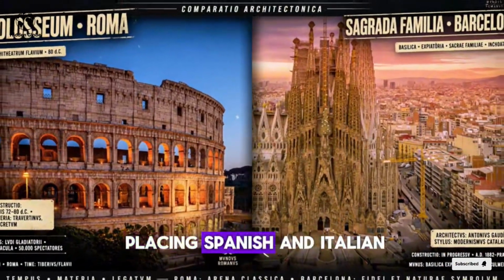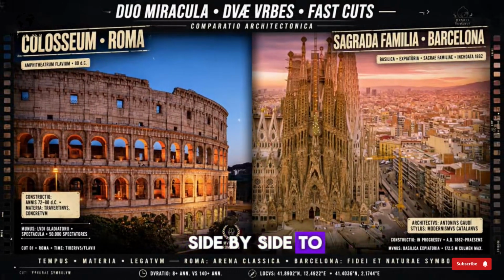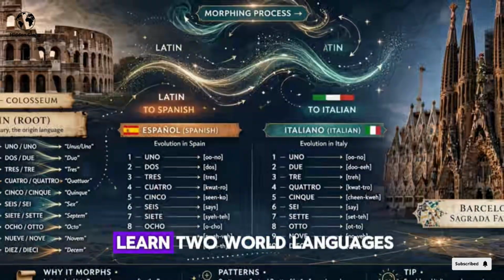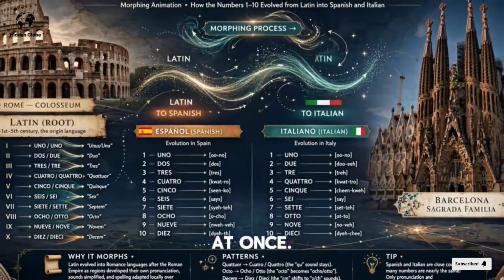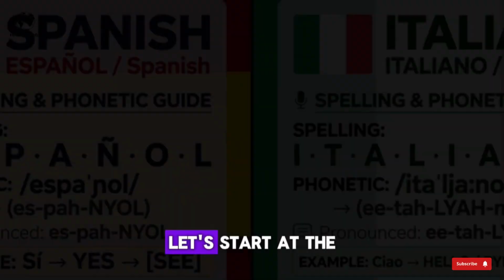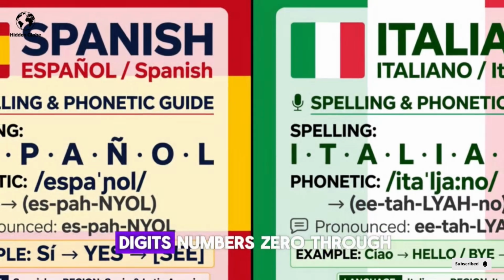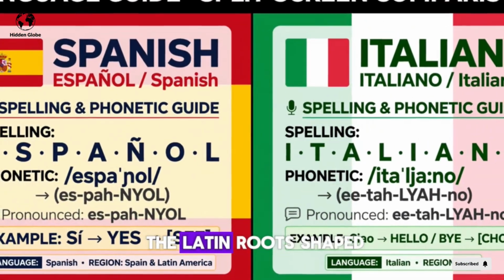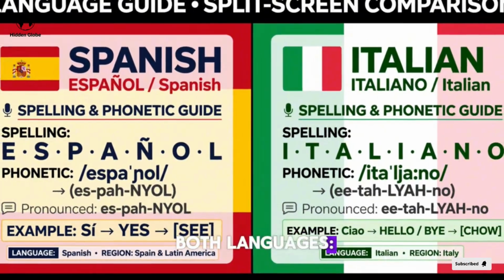Today, we are placing Spanish and Italian side by side to master numbers, understand their linguistic origins, and see just how easy it is to learn two world languages at once. Let's dive in. Let's start at the very beginning with single digits, numbers 0 through 10. Listen closely to how the Latin roots shaped both languages.